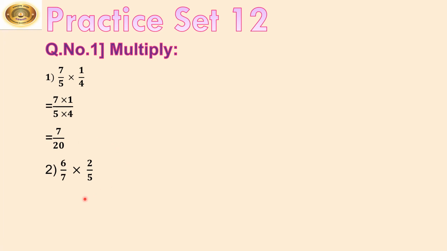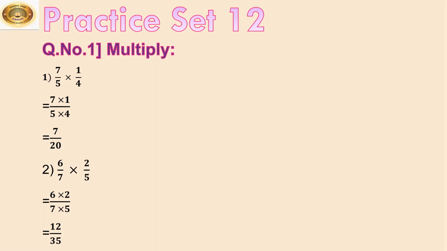Now next example. 6 upon 7 multiplied by 2 upon 5. 6 into 2 upon 7 into 5. 6 twos are 12, 7 fives are 35. So your answer is 12 upon 35.